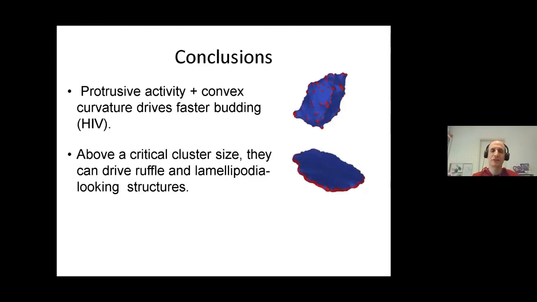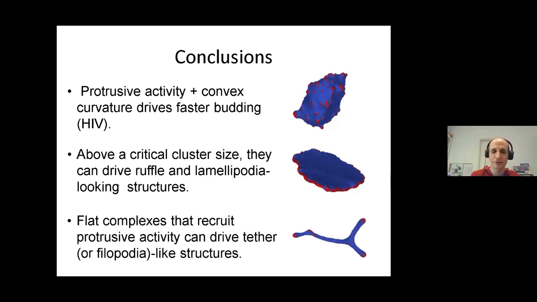And above a critical cluster size, you can actually have these lamellipodia-looking structures. I'm calling them lamellipodia-looking because cells, when they are moving and migrating, have in their leading edge very flat regions which are full of actin polymerizing against the membrane, which spontaneously have these flat-looking shapes, which are, of course, a big mystery, which people are interested in because they play a very important role in how cells adhere and spread on substrates and also how they migrate.